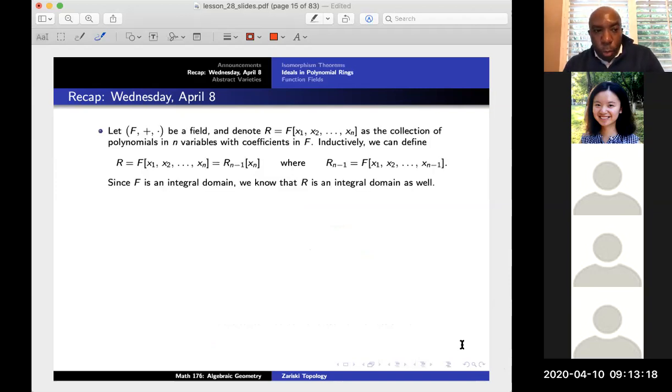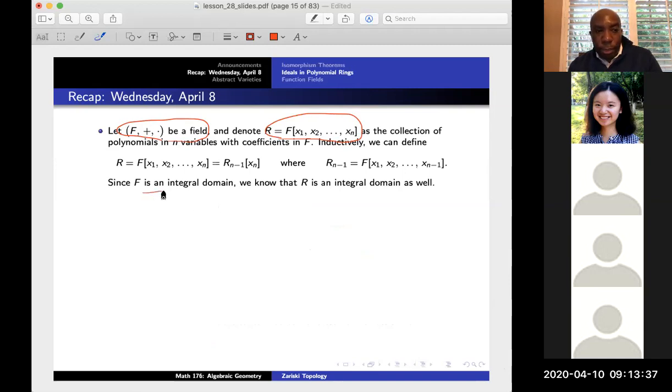From here, we then moved into polynomial rings. So now let's say that we have a field, and let R be the polynomial ring over n variables. And you can define this in an inductive way if you want.